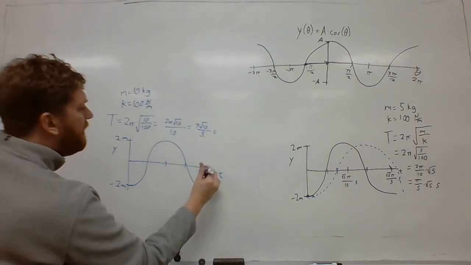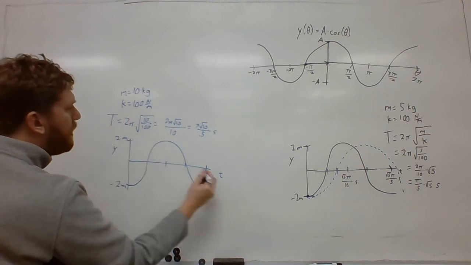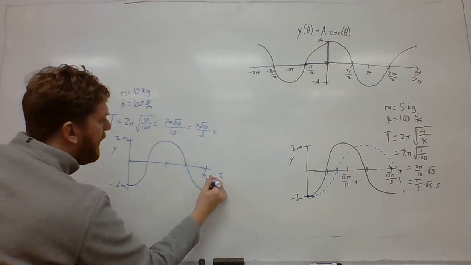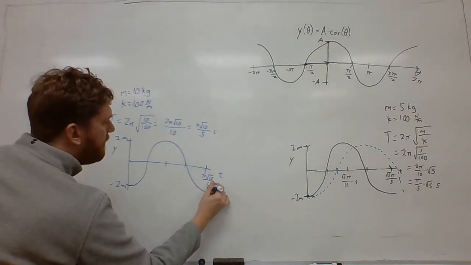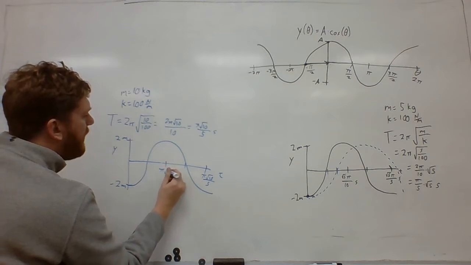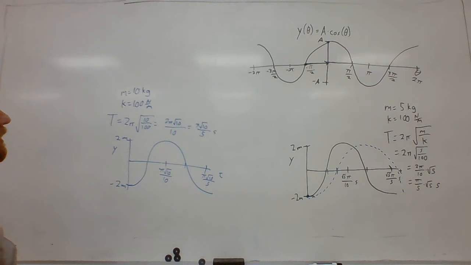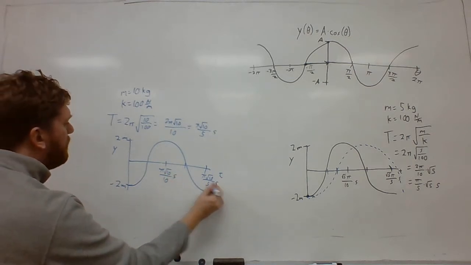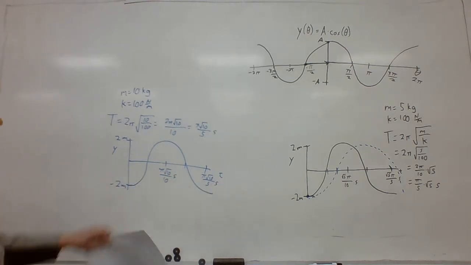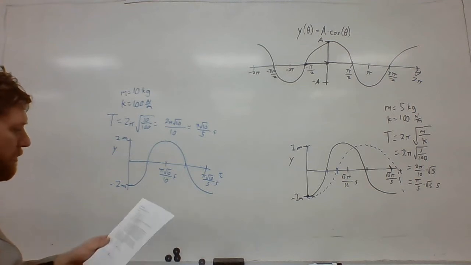And my new period, the time it takes for it to complete one cycle, is pi root 10 over 5. Right here I could write pi root 10 over 10. These are in seconds. And this is a good answer for number 5.